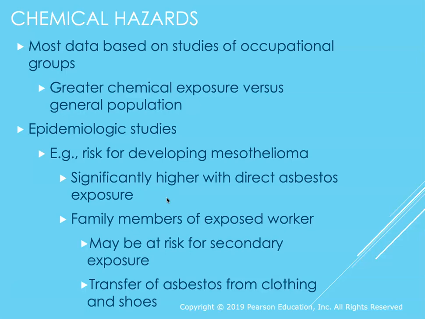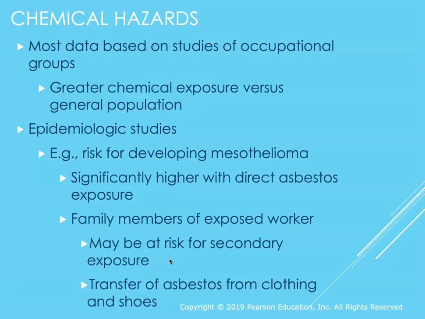Also, there are secondary issues with this. Family members of the exposed worker could be at risk for secondary exposure, okay, because of transfer of asbestos from clothes and shoes to the family members. It's important to think about this. I just wanted to give you some examples in terms of what types of work. Shipbuilders, insulation workers. These are some examples of workers that may have been exposed to asbestos.